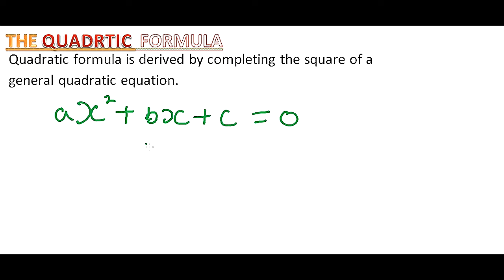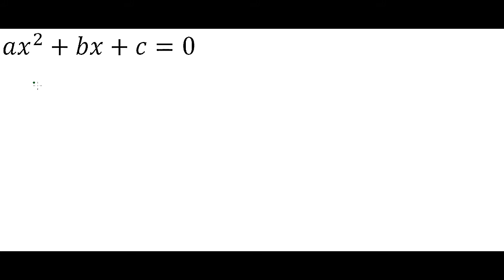So completing the square will give us the quadratic formula. Let's complete the square of this general quadratic expression and see what we get at the end of it. So this is a general quadratic equation. We make it a perfect square, so we take c to the right hand side. So we have ax squared plus bx equals minus c.